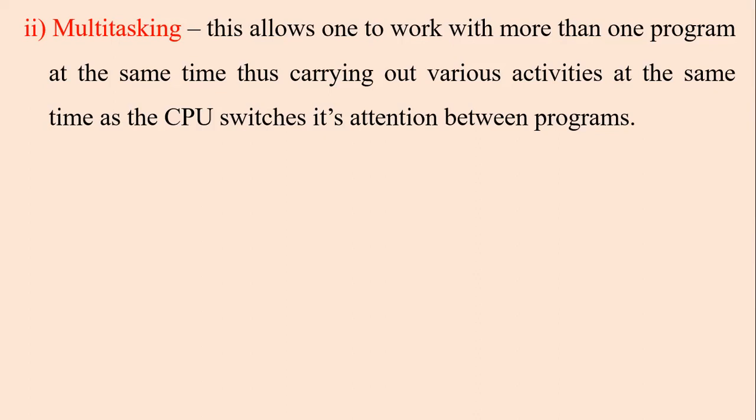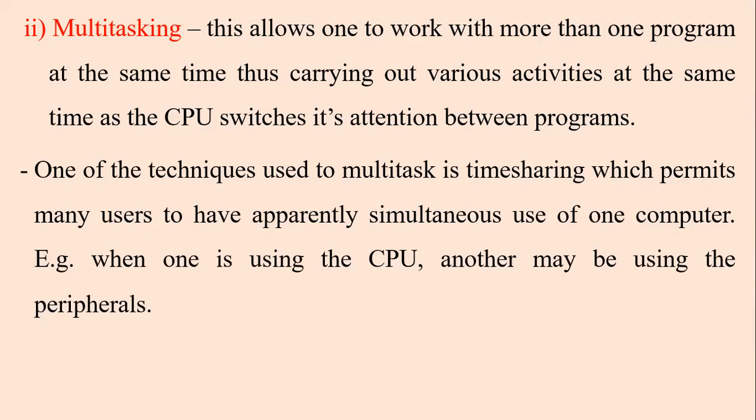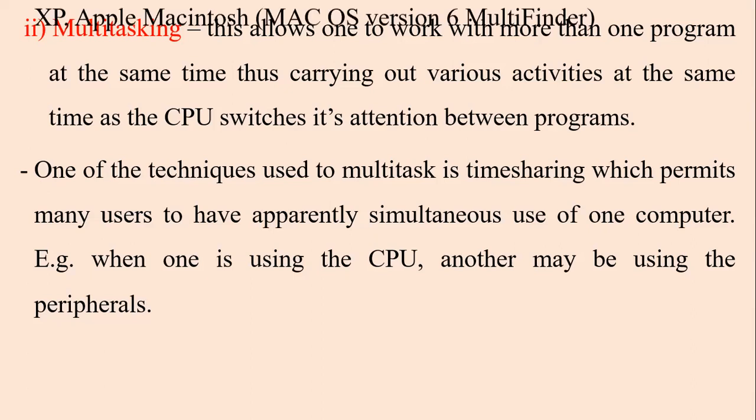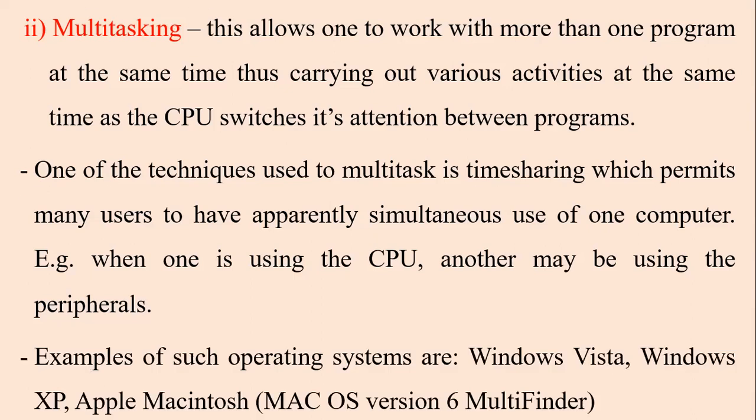Number two is multitasking operating system. This is an operating system which allows one to work with more than one program at the same time, therefore carrying out various activities at the same time as the central processing unit switches its operation between programs. One of the techniques used to multitask is time sharing, which permits many users to have apparently simultaneous use of one computer. For example, when one is using the central processing unit, another one may be using the peripherals. Examples of such operating systems include Windows Vista, Windows XP, Apple Macintosh or Mac OS version 6 Multifinder, amongst other related operating systems.